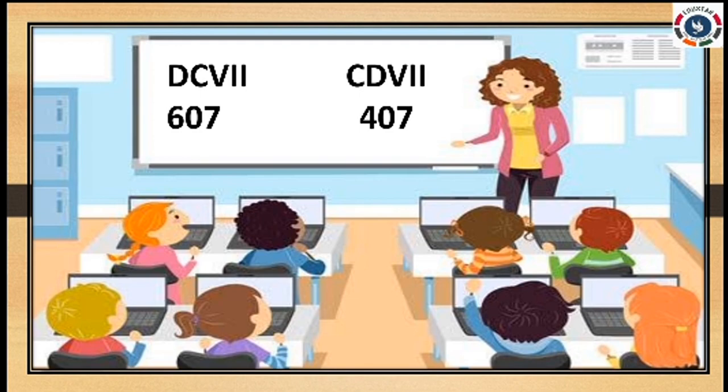Okay. Then, next on right side, what we have? CDVII. So, CD, how much now? 400. VII, 7. So 407. Now you tell which is the biggest one, 607 or 407? As 607. So it's on which side? As left side. So that is bigger one. So you should say, I mean DCVII is greater than CDVII. I mean 607 is greater than 407.